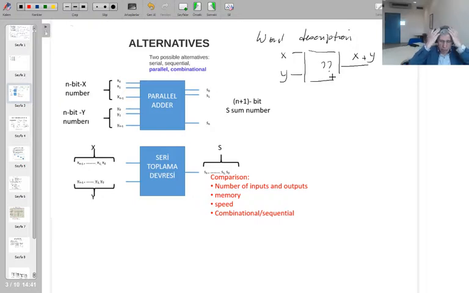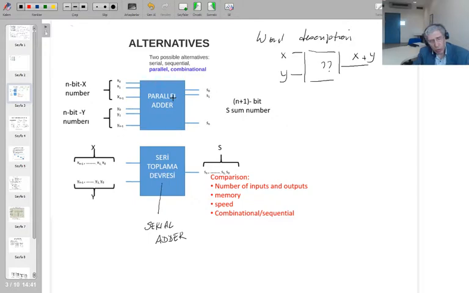So when this is given to us, we've got to consider all the possible alternatives. So these are the alternatives given here. One of them is the serial adder, the other one is the parallel adder. So this is not in English, so I can write this in English here. Serial adder. What is parallel adder? Parallel adder is this.